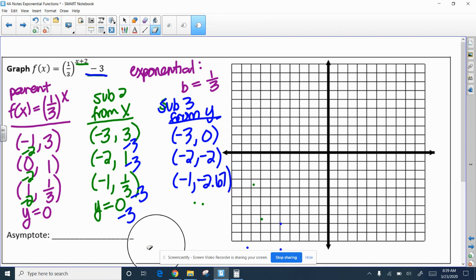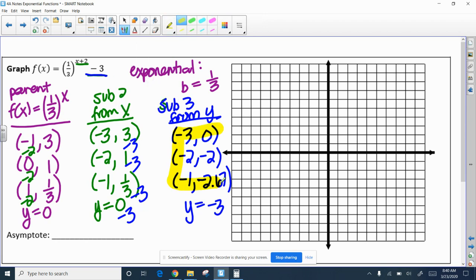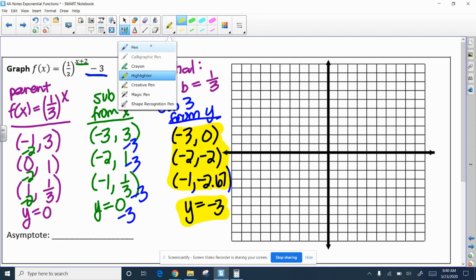And now my asymptote, I also subtracted 3. So that's going to be y equals -3. So those are the operations that we are doing here. There were only 2 operations. So I am done with my transformations, and these are the points we're going to be graphing here. My asymptote is y equals -3.